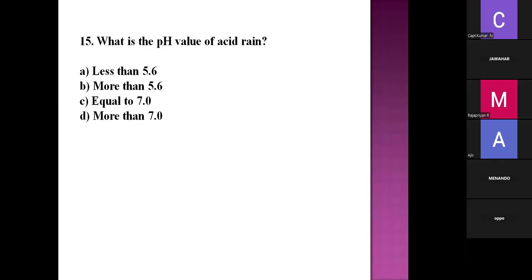What is the pH value of acid rain? A, less than 5.6. B, more than 5.6. C, equal to 7.0. D, more than 7.0. What is the correct answer? Anybody know?